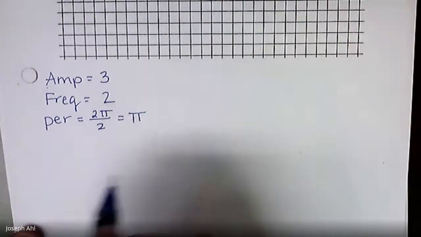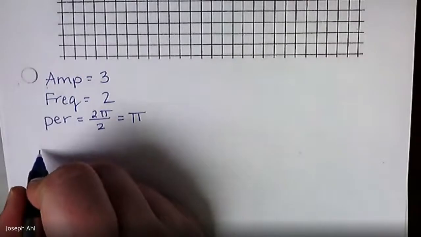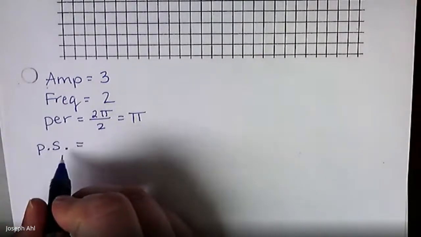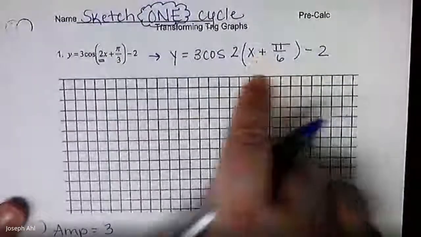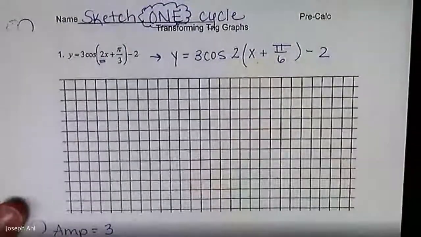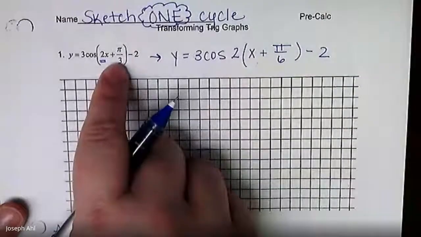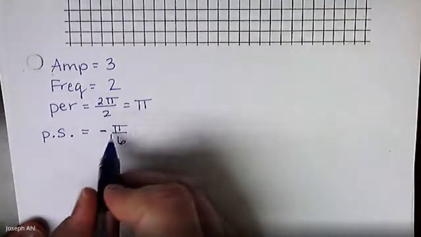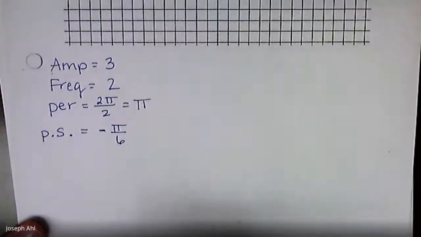All right, let's talk about some of the other key changes that happen. There is a phase shift. PS is going to be my abbreviation for phase shift. That's the left or right. Because it's a plus on the inside, we're going to shift to the left, and it's going to go to the left pi over 6. It looked initially like it was pi over 3, but factoring out that frequency is what tells me it's actually going to the left pi over 6, which I will list as negative pi over 6.